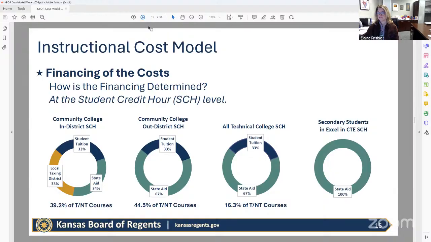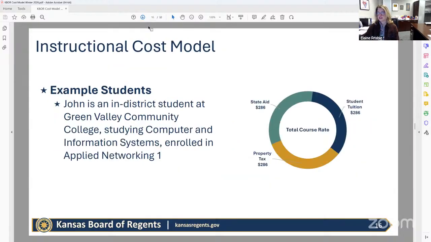So just as an example, John is an in-district student at a community college taking a computer information systems course, enrolled in Applied Networking 1. That is the third, a third, a third, because he is from within the district. So it generates $286 in revenue for each of the three elements.